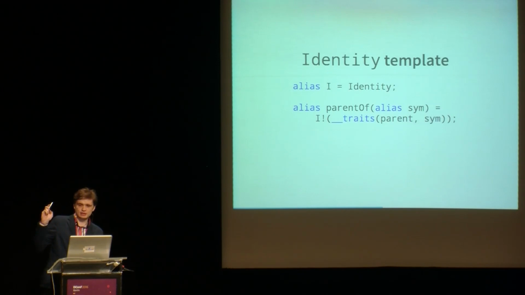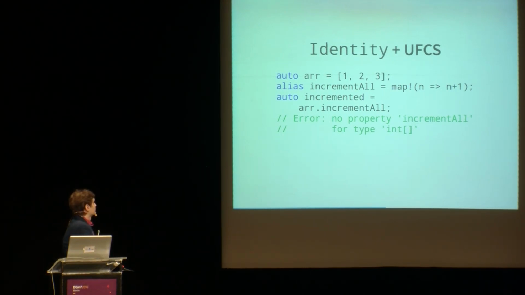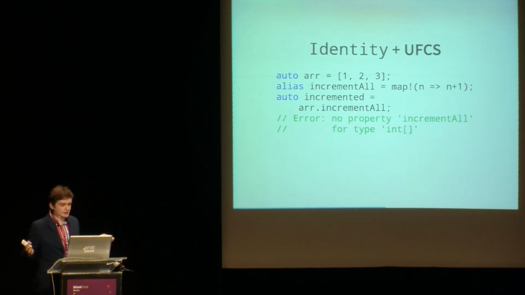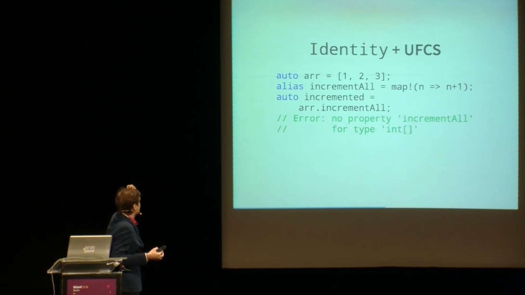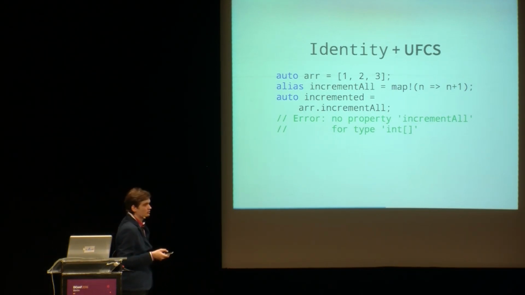But also you can use it in combination with the uniform function call syntax. So let's say you have an array and you define a local which does something to the array, just as an instantiation of the map template. And you want to use UFCS with the thing that you created. And it won't work if it's all inside a function, because name lookup for UFCS is only for the global scope. This will just tell you that there's no such property on R, and it will look in the global namespace of all the modules you've imported and say that it doesn't work.